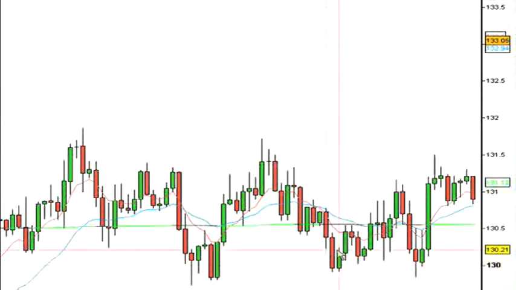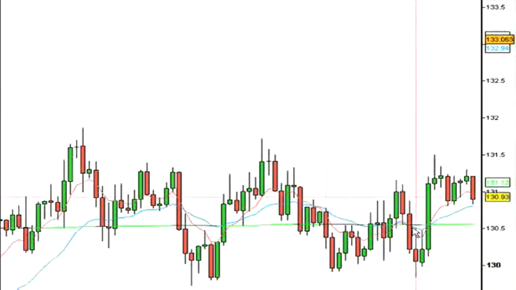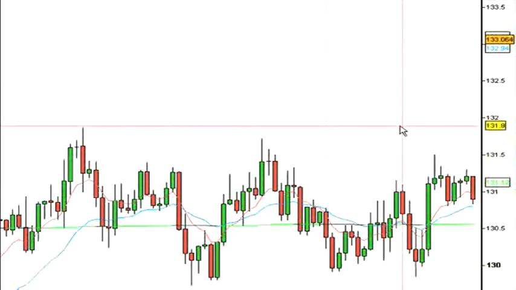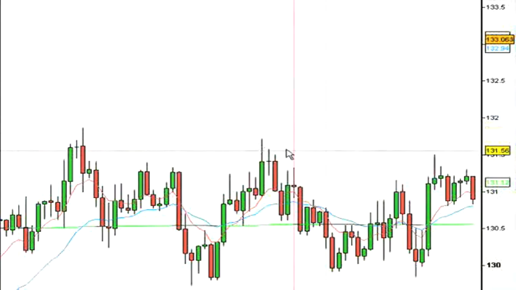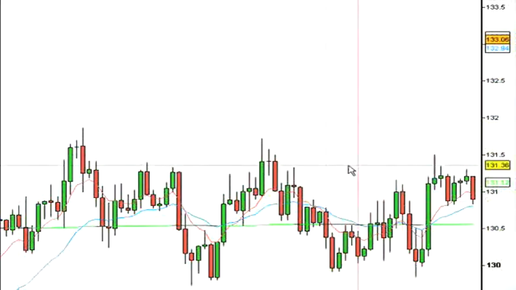Then it comes back to this 130 level, and again reinforcing the support level, comes back up and hits right on the 131.5 again, reinforcing the significance of this level. And so this is really something that we would monitor now and look at, because we really want to see a break one way or the other.